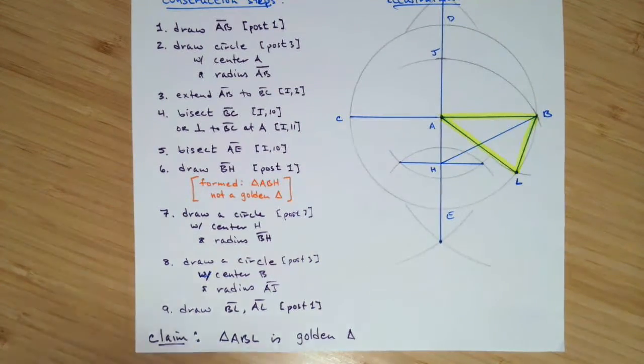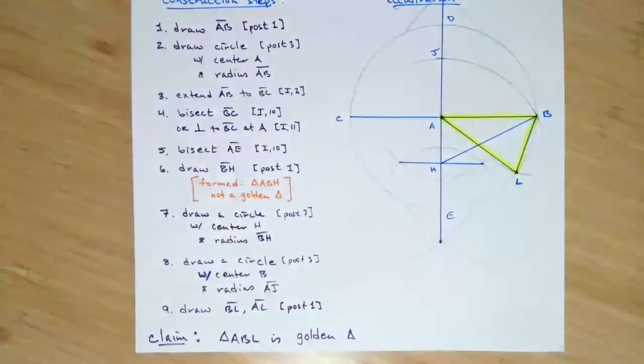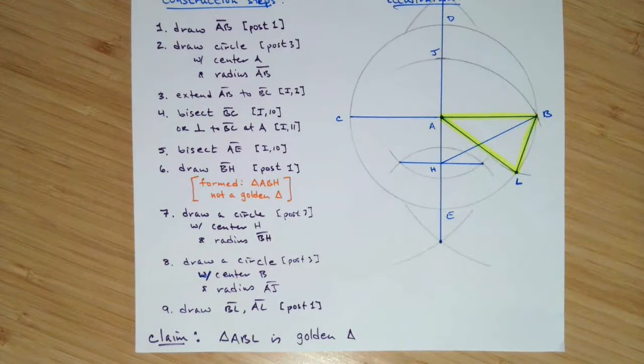This video is going to go over constructing a regular pentagon inside of a circle, so inscribing a regular pentagon in a circle by way of using a golden triangle. Before watching this video, you need to make sure that you remember how to construct a golden triangle, or you need to have a golden triangle.